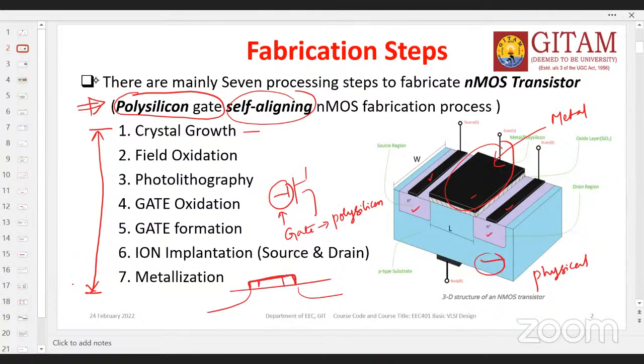So let us understand how to form a substrate first of all. First, we need to create a substrate. In order to create a substrate, we have to use the process called crystal growth. Okay, let us see what crystal growth is.